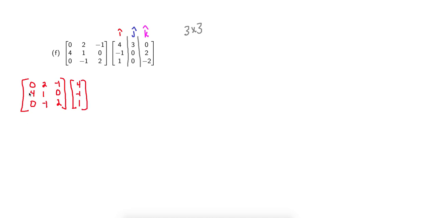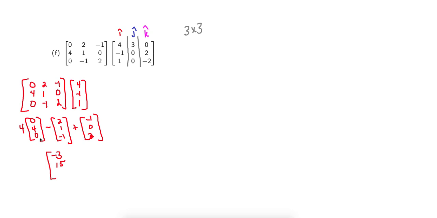So we're going to take 4 times this column, and negative 1 times this column. So we can just write it like that. And then 1 times this third column. That's 2. All right, so when we do that, we get 0 minus 2 is negative 2, plus negative 1 is negative 3. We get 16 minus 1 is 15, plus 0 is 15. And then 0 minus a negative 1 is 1. 1 plus 2 is 3. So there's where i hat ultimately ends up.